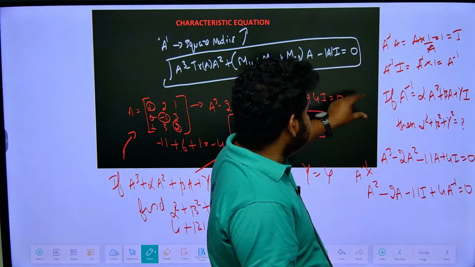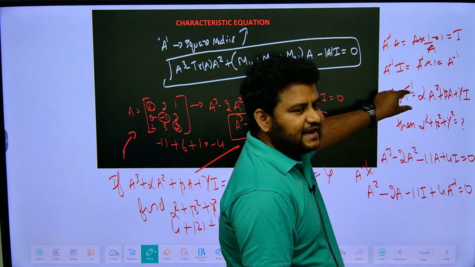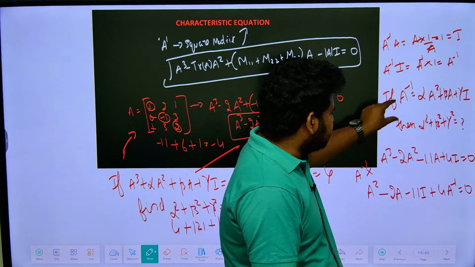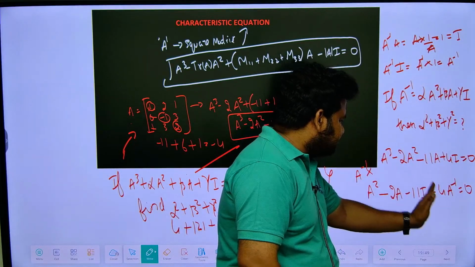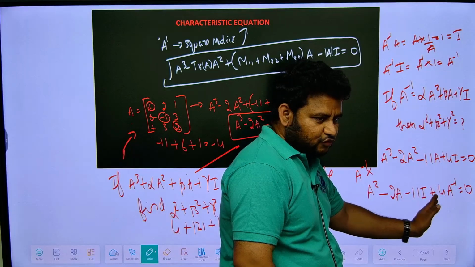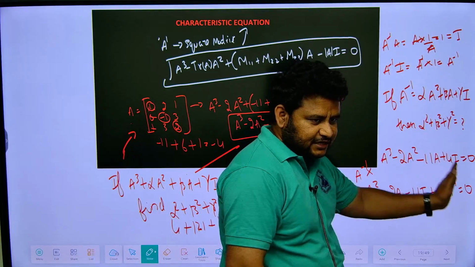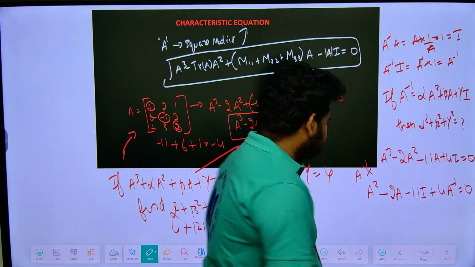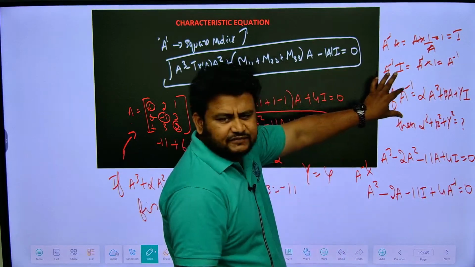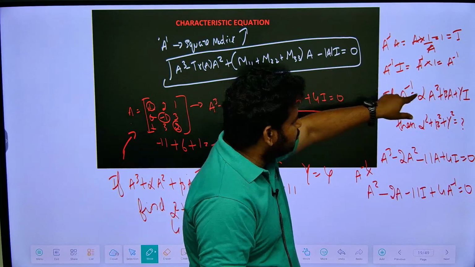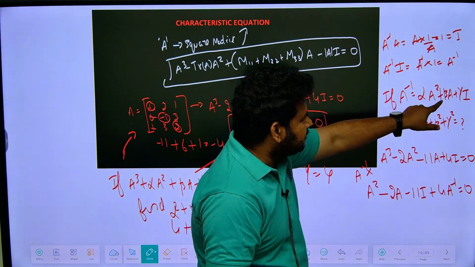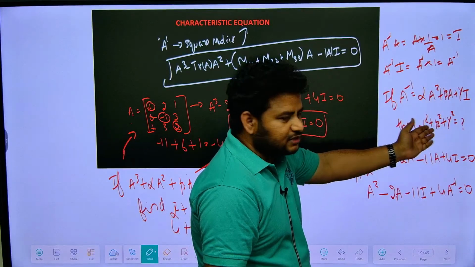Here what have they given us in the question? They have given A inverse is equal to alpha A square plus beta A plus gamma into I, then they are asking alpha square, beta square, gamma square. So I should keep only 4 times A inverse in the LHS. Remaining everything I should send to RHS, because I want the A inverse value.